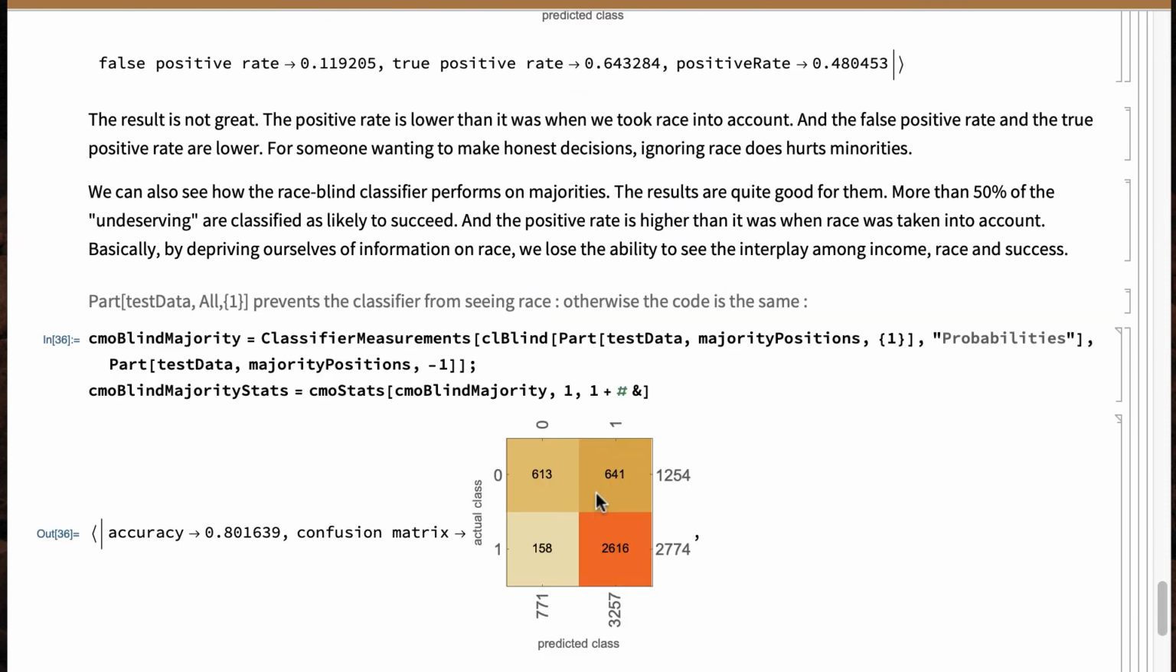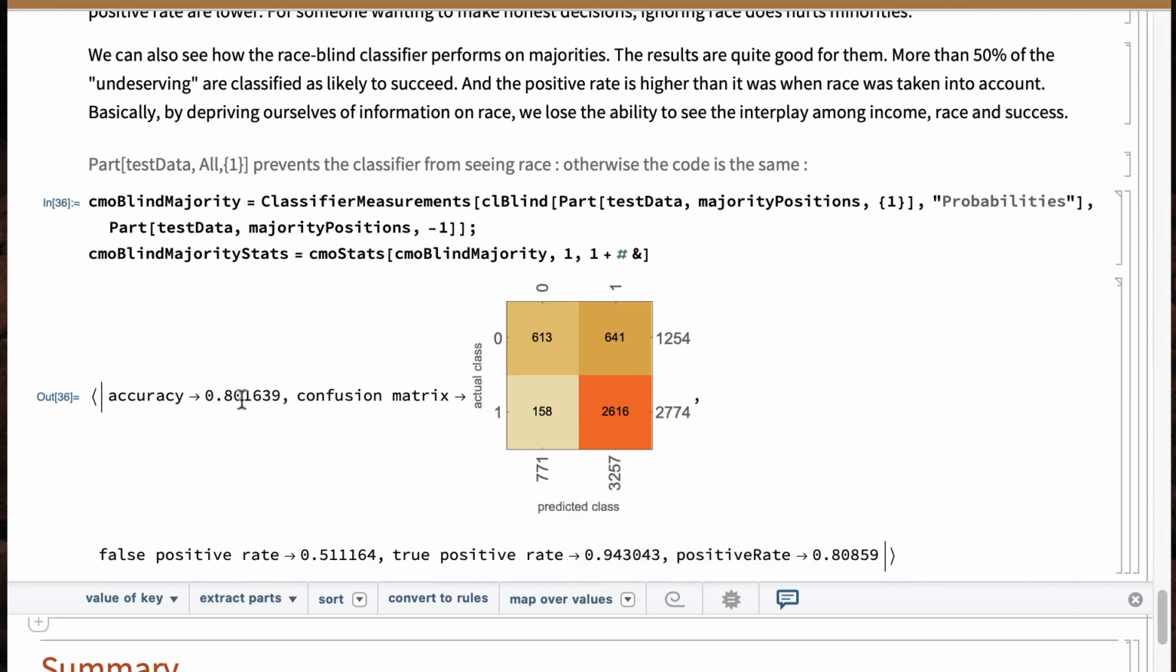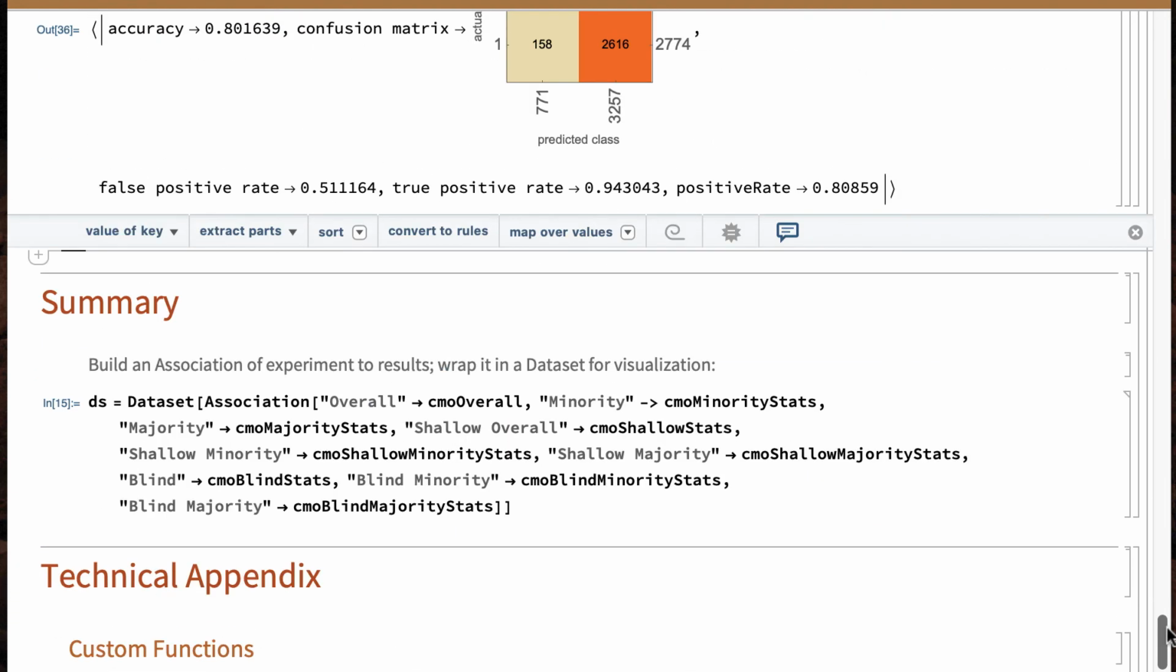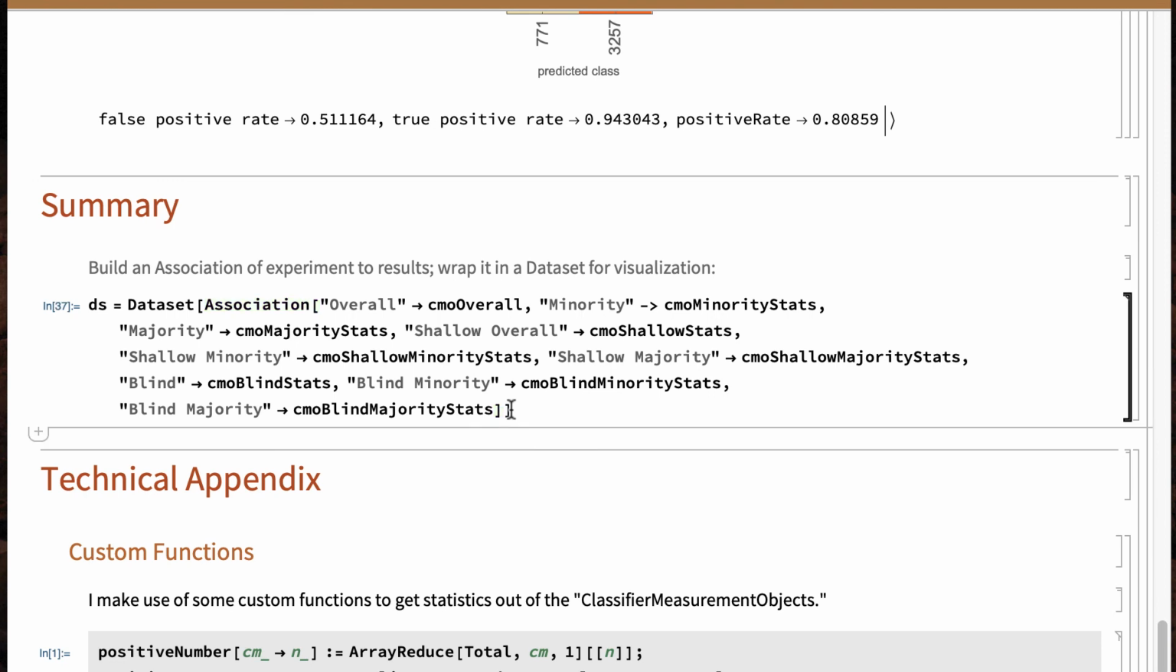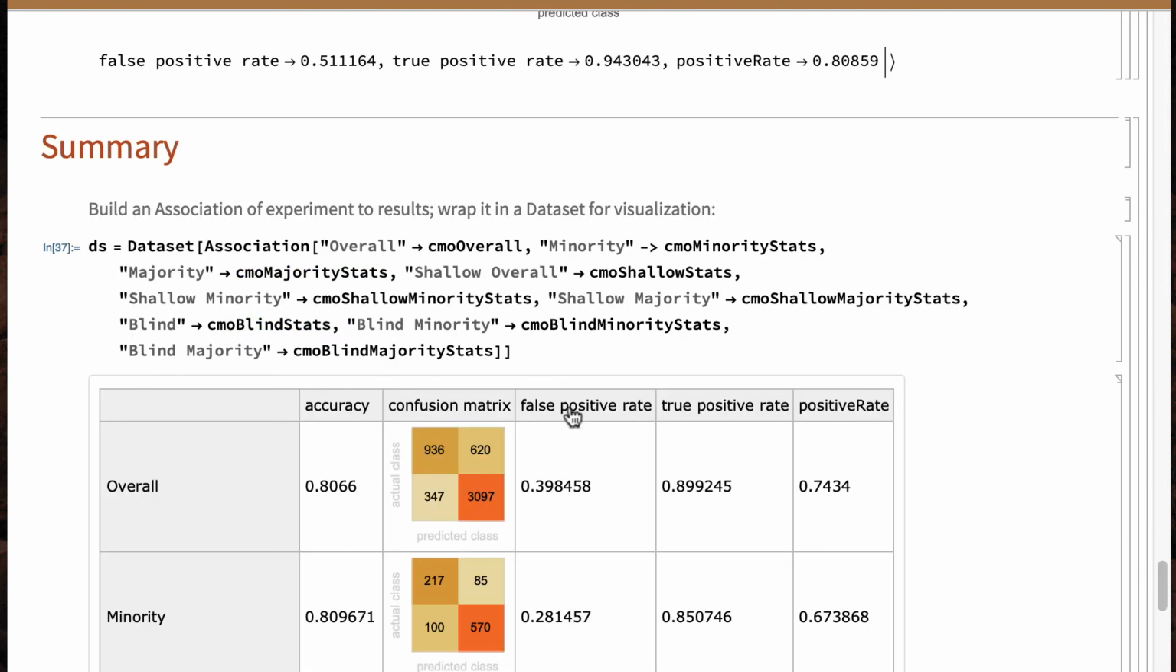Let's see how it does on majorities. On majorities, it's more accurate. It has a higher positive rate, and we're letting a substantial fraction of the unqualified in, and a very high fraction of those who are positive in. And so again, I would say that in this instance, withholding information from the classifier about race is doing minorities no favors because it is impairing the ability of the classifier to disentangle income from race, even when race is actually irrelevant to performance.